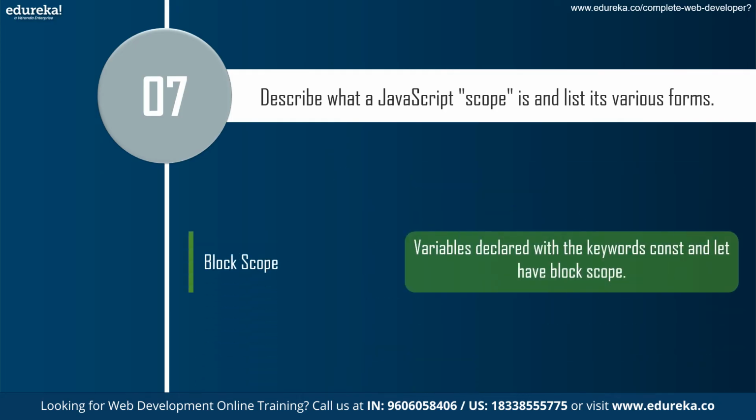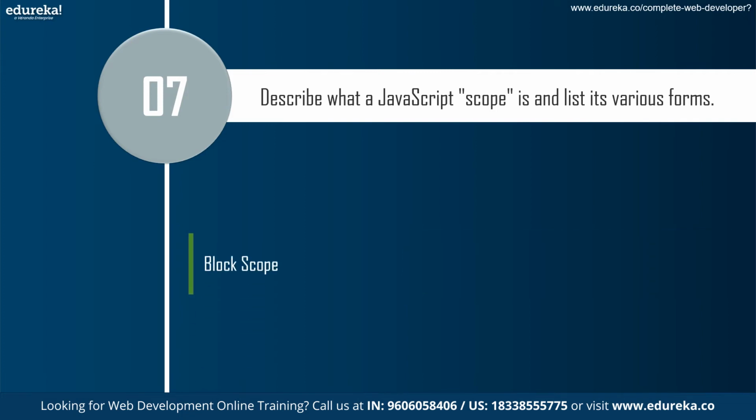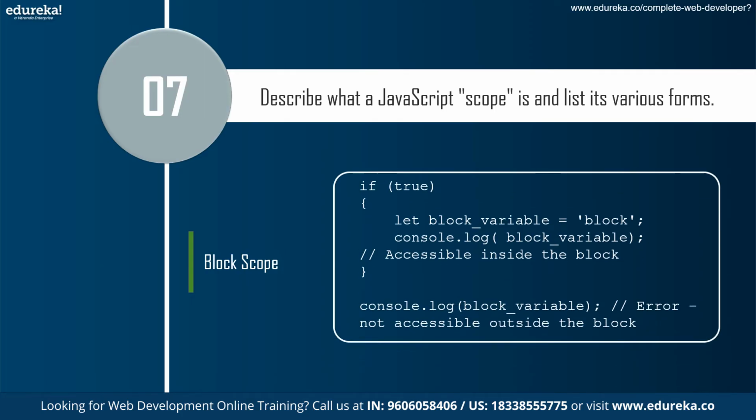Coming to the block scope, variables declared with the keywords const and let have block scope. This indicates that they are restricted to the block, such as an if statement or loop, in which they are defined, typically inside curly braces. You can check this particular piece of code where the block variable is declared inside the if block. You can access the block variable from inside the block, but if you try to access it from outside the block, you can see an error over here.